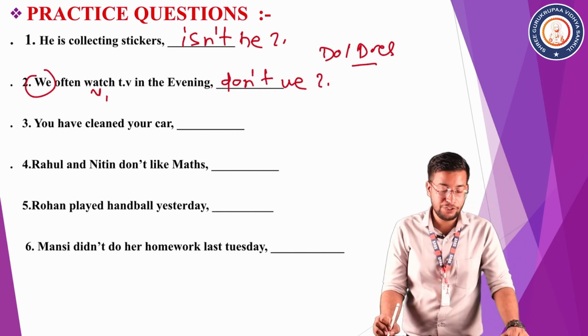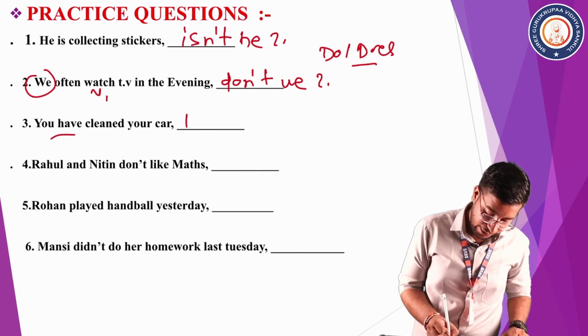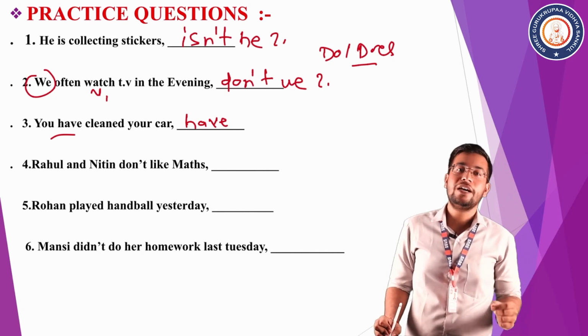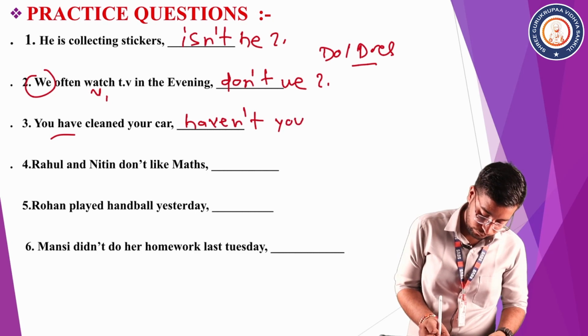Our third example, you have cleaned the room. What is the helping verb here? Have. So it will become have, and as it is affirmative, it will become negative. So it will become haven't you.